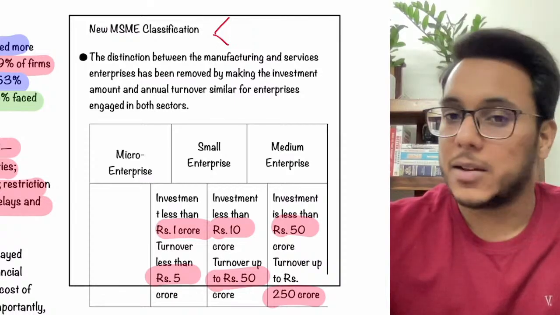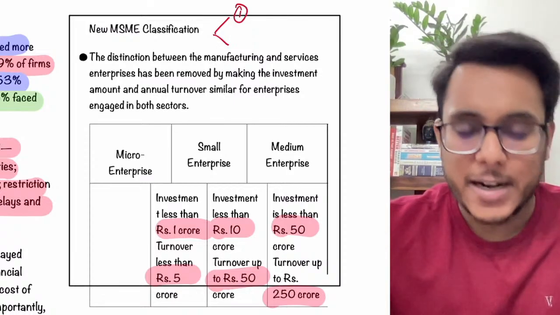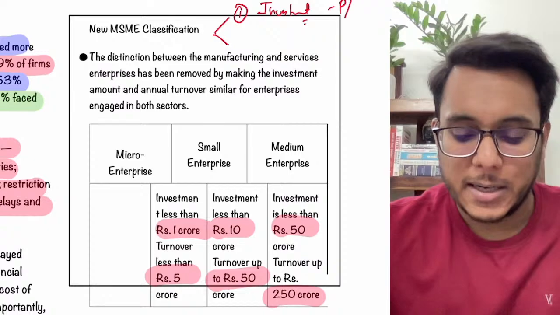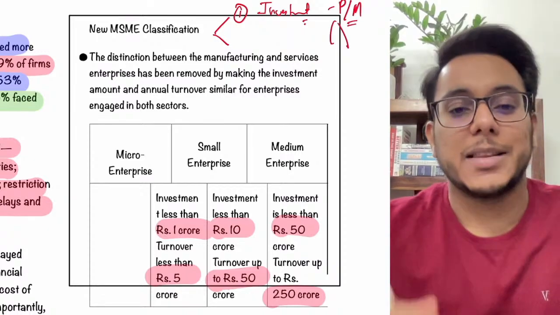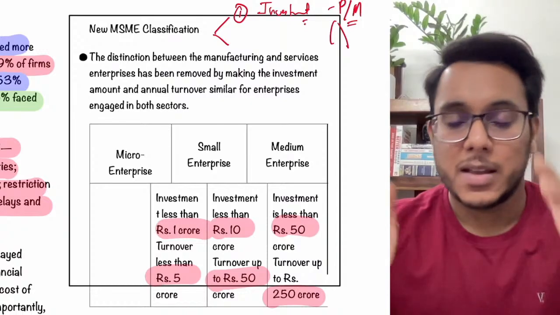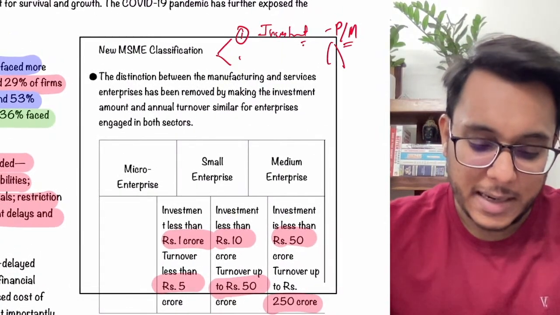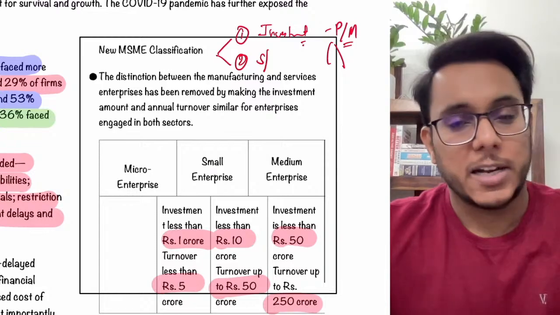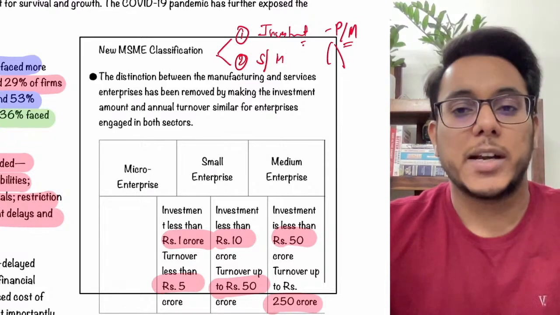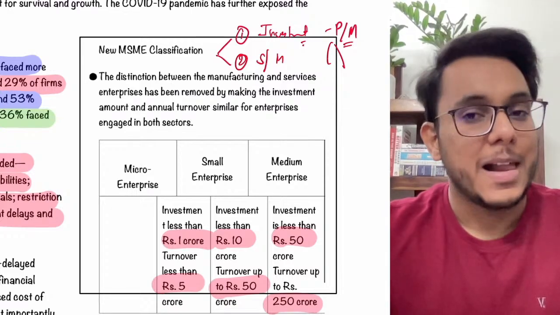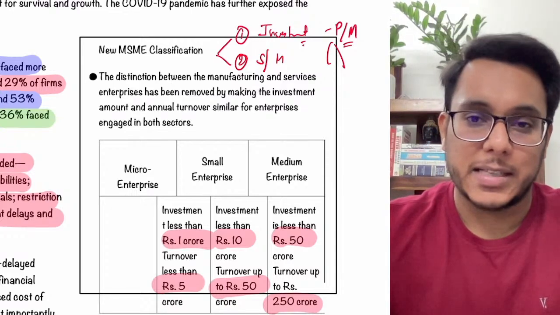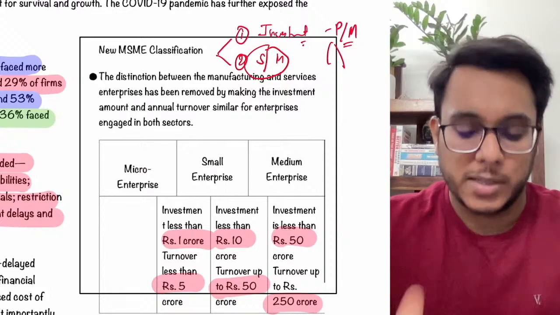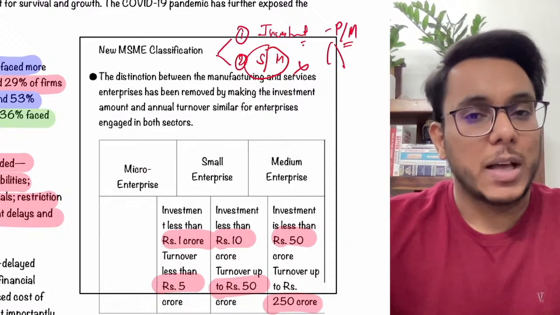In the earlier definition of MSME, there were two things. Number one, the earlier definition was basically based on the investment that has been done, investment in plant and machinery, and on the basis of investment, the industries were categorized. Then the second thing is that in the earlier categorization, there was a different classification for service oriented MSMEs, and a different classification for manufacturing oriented MSMEs. Now in the new MSME classification, number one, this distinction between service and manufacturing, the separate limit that was there, has been removed.